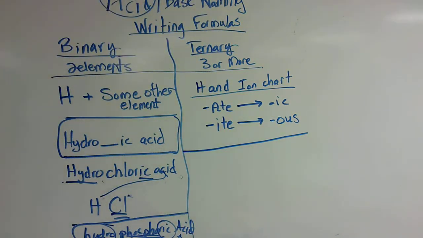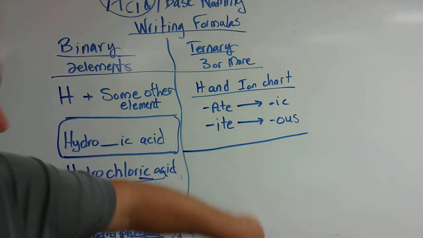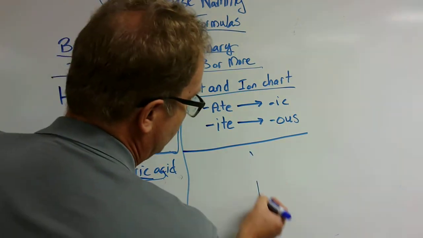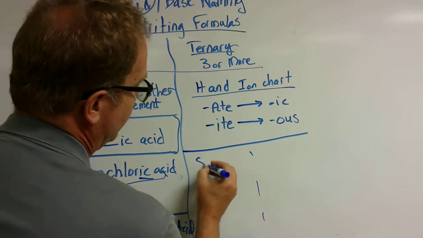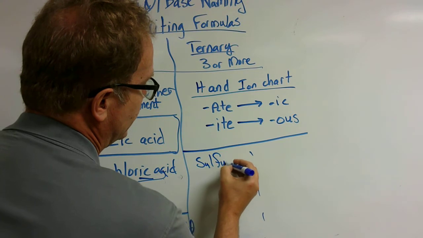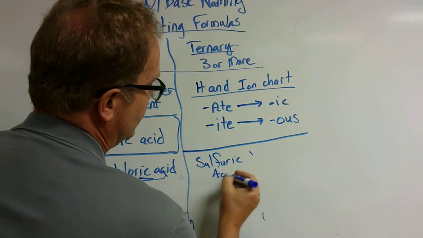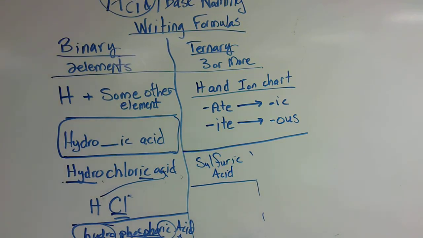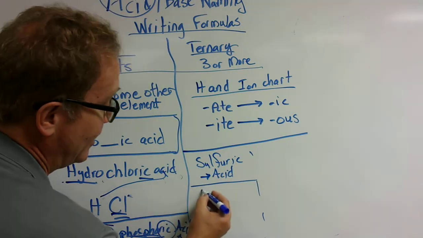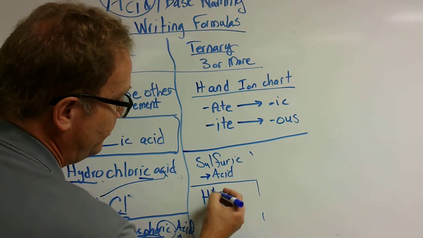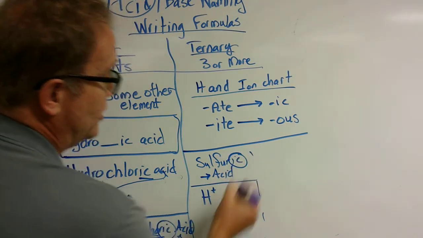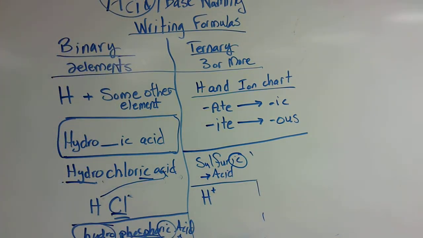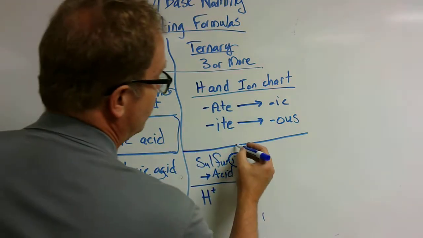So again, we're going to write the names. I'm going to put it in 2 different columns. So let's say I have, in this case, sulfuric acid. The hydro's not in the front, so now I'm dealing with a ternary compound, or a ternary acid. If I see the word acid, I write H plus. I ate too much and I feel icky. It comes from the word sulfate.